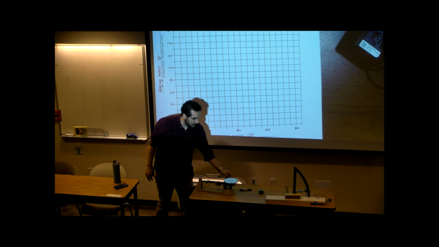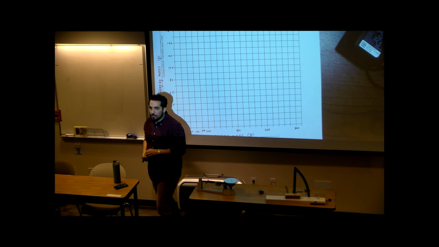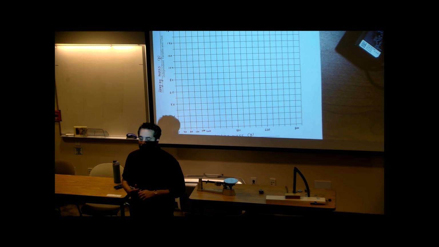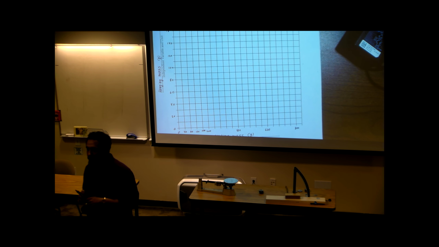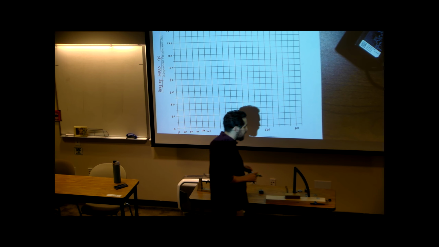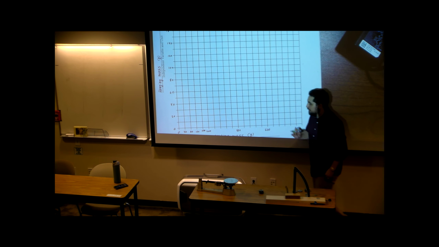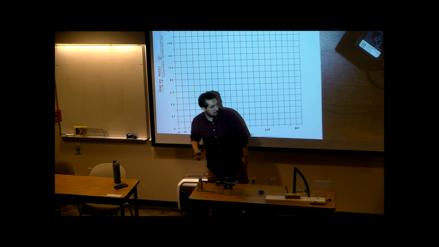All right, so what is our experiment going to entail? We are going to have a block sliding across the surface. We are going to propel it across the surface with some masses that are going to be hanging off the edge. I'll give you guys a second to settle back in.